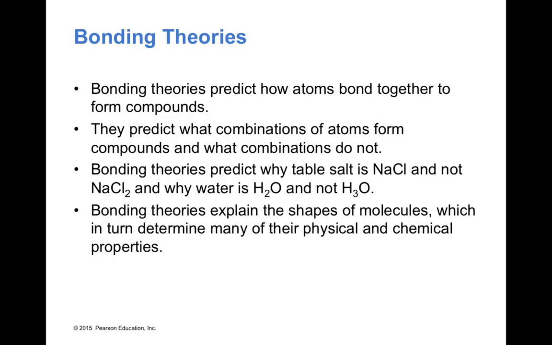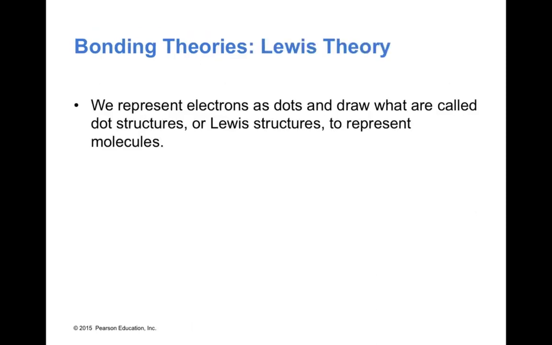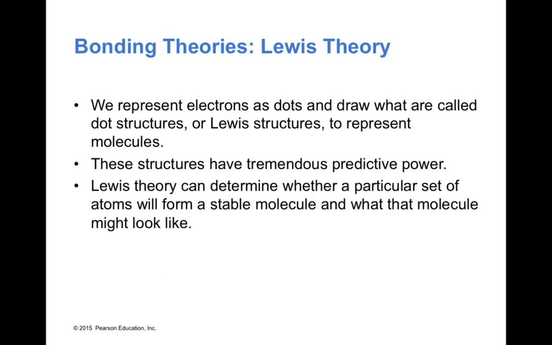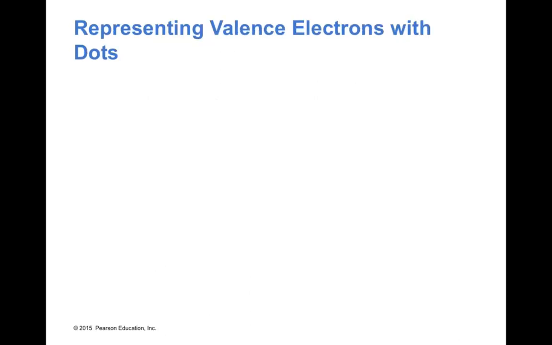So the bonding theories explain the shapes of molecules, which in turn determine many of their physical and chemical properties. We represent electrons as dots and draw what are called dot structures or Lewis structures to represent molecules. These structures have tremendous predictive power. Lewis theory can determine whether a particular set of atoms will form a stable molecule and what that molecule might look like. So let's do some examples.